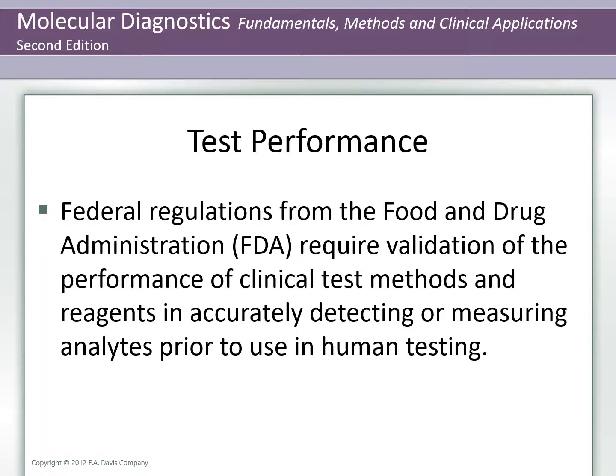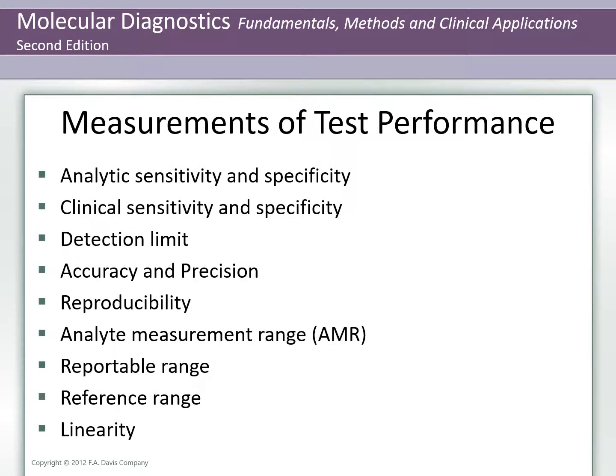An FDA-cleared test is one that has been shown to be similar to other tests already marketed based on manufacturer's data. Even though the manufacturer conducts studies on their tests, laboratories are required to validate testing once they choose to adopt the test. The FDA requires validation of performance of clinical tests and reagents in accurately detecting or measuring analytes prior to use in human testing. Many tests in the molecular laboratory are independently designed or are adaptations based on published methods. Development of new tests in the clinical laboratory requires validation of the performance of the method and reagents in accurately detecting or measuring the analyte.